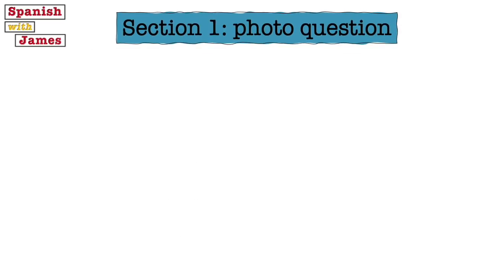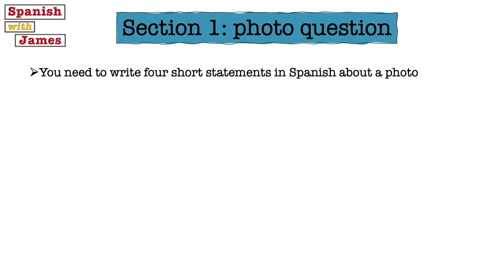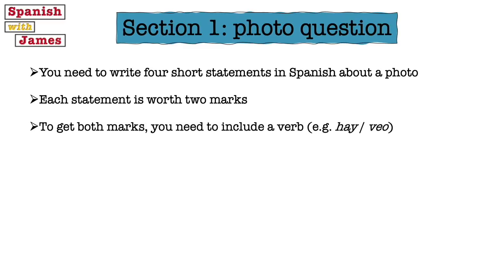For section 1, you need to write 4 short statements about a picture, and there's generally people in the picture. Each statement is worth 2 marks, and to get both marks you need to make sure you include a verb. So say you see 3 people, you couldn't just write tres personas, you'd have to write hay 3 personas, or veo 3 personas, or puedo ver 3 personas, so you need the verb as well to get both marks.